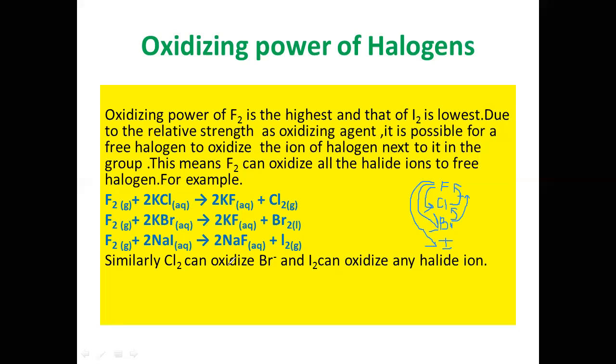Similarly, chlorine can oxidize bromide ion and iodide ion, and iodine can oxidize any halide ion. So chlorine is present above bromine and iodine. So chlorine can displace bromine and also iodine, but iodine and bromine cannot displace chlorine because in the group they come after chlorine.